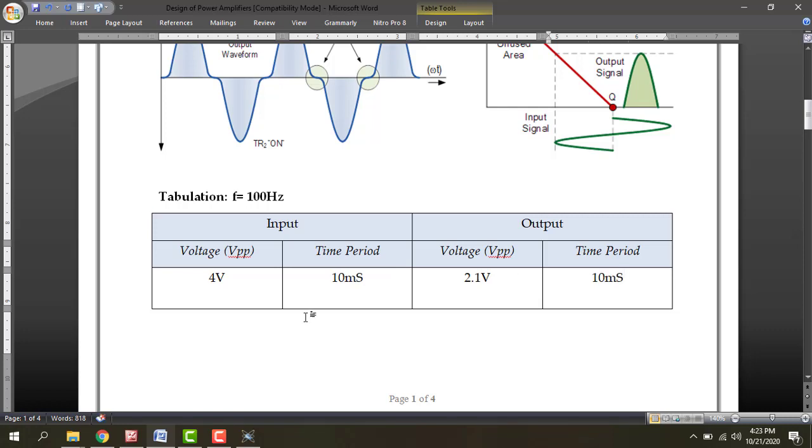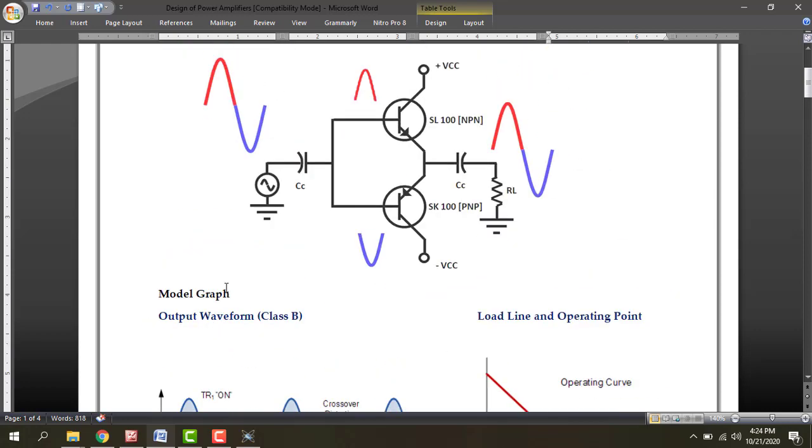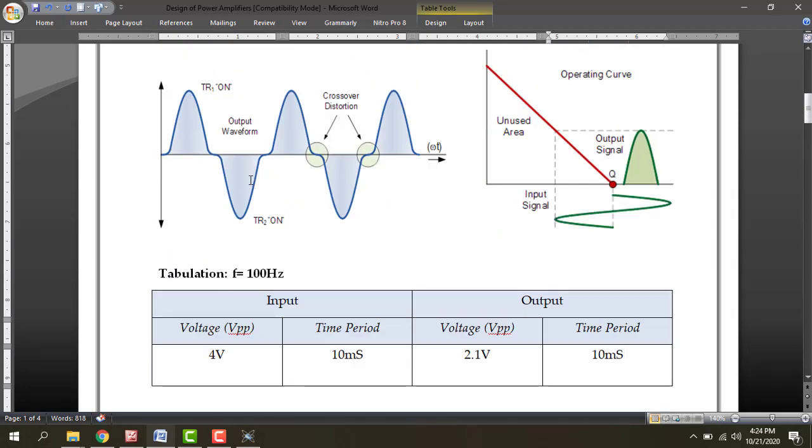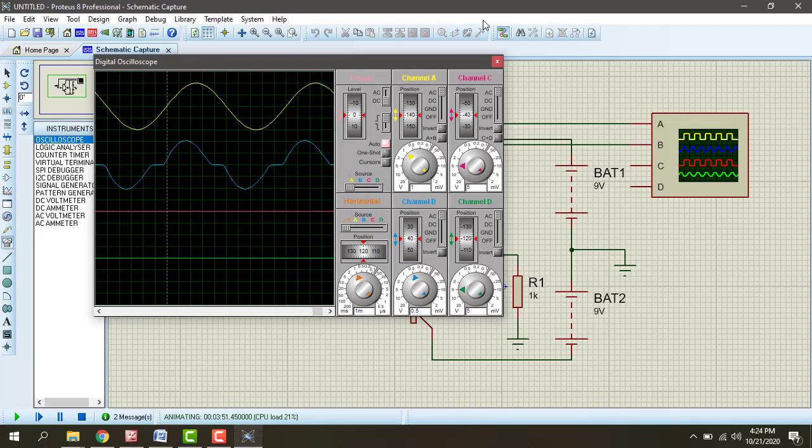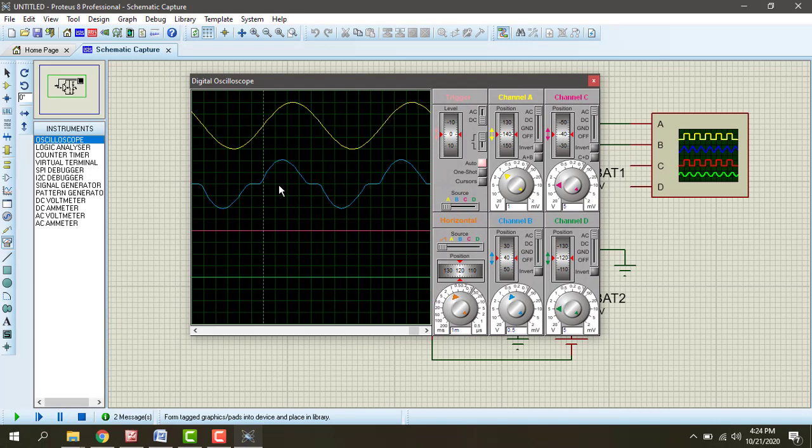So for these values of voltage and time period, you have to make a graph and submit. Peak to peak means for the positive cycle 2 volts and the negative cycle 2 volts. So totally the height from the positive side to the negative side should be 4 volts. And the 10 milliseconds on the x-axis consists of the positive cycle and the negative cycle. The total time period is 10 milliseconds, so the applied frequency is 100 hertz. So we implemented the class B amplifier input and output with the crossover distortion.